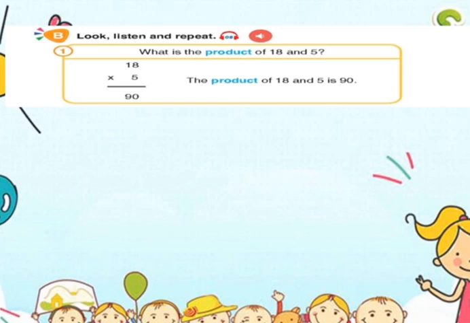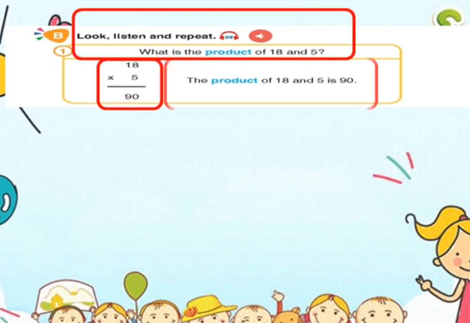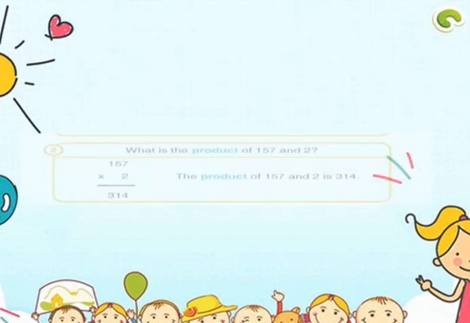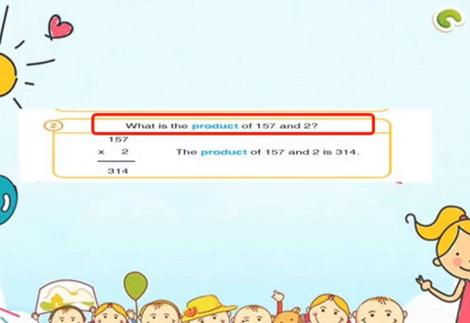I ask the question individually and later chorally, and I can recheck their knowledge, understanding, and comprehension on this look, listen, and repeat part. So now, what is the product of 157 and 2? Now let's repeat.